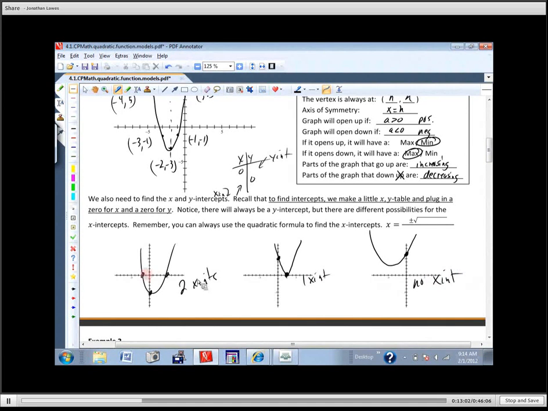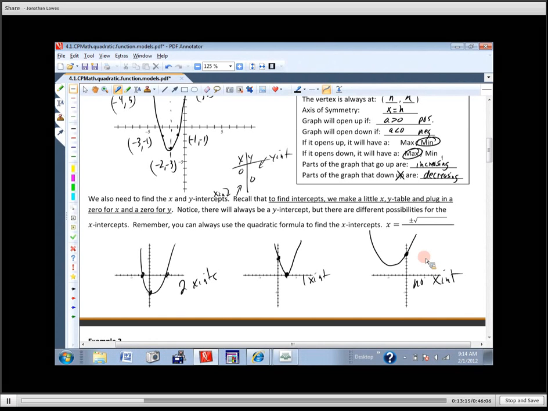By the way, look at each one of these. How many y-intercepts are there? 1 in every single case. If you're dealing with a parabola, it will always cross the y-axis. It'll only cross in one place. Why can't it cross the y-axis in 2 places? Because then it wouldn't be a function, because the y-axis is a vertical line.